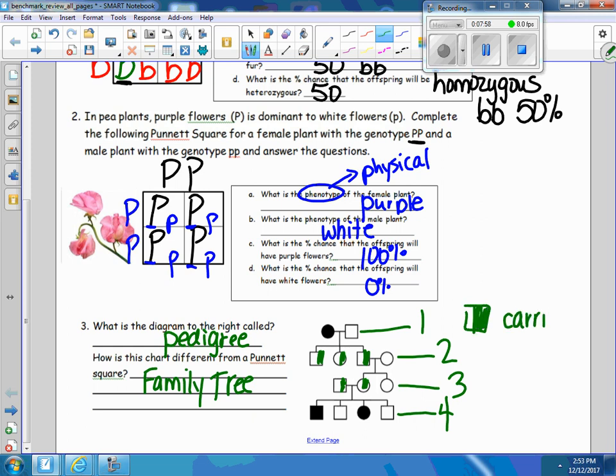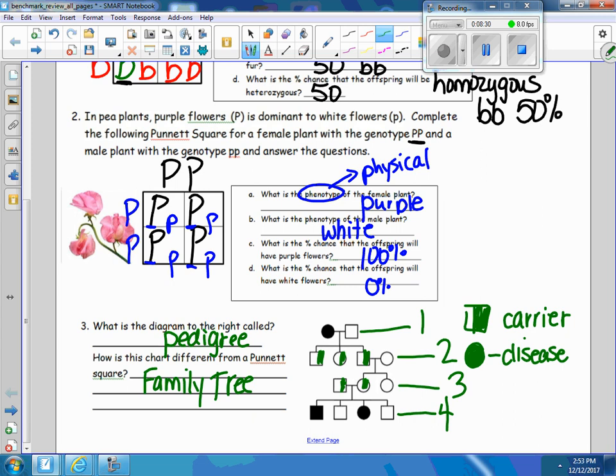If you're a carrier, what do you look like? You're only half colored in. Does that mean you have the disease or you just carry one of the genes? You just carry one of the genes. So if you are all colored in, what does that mean? You have the disease, or you have the trait that we're looking for, the recessive trait. If this was right-handedness or left-handedness, that's not a disease. If you have the trait, you're all colored in. Are you a carrier if you're all colored in? No, you're only a carrier if you don't have the disease, but you were carrying the trait.